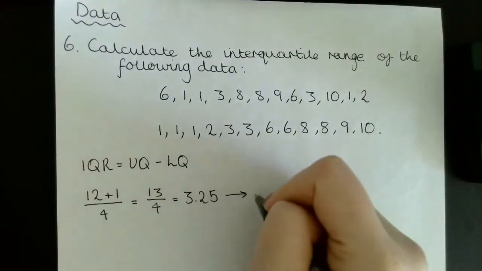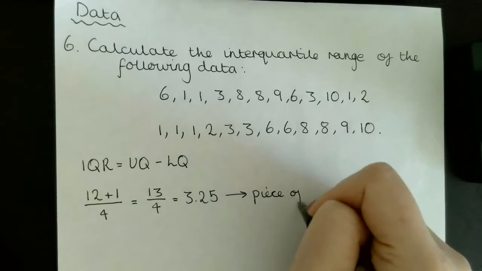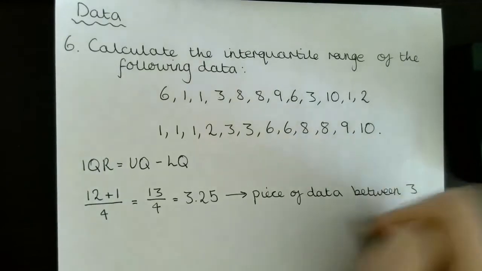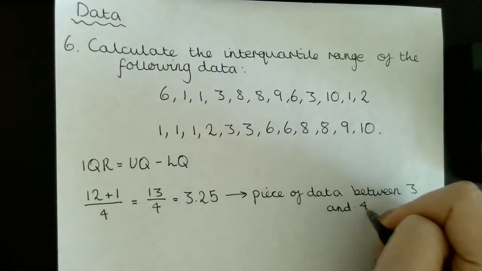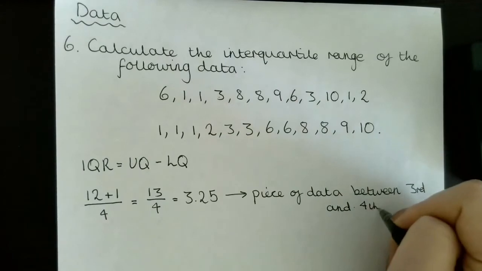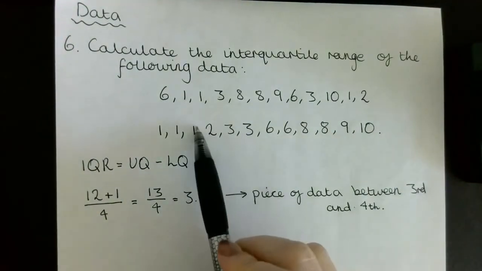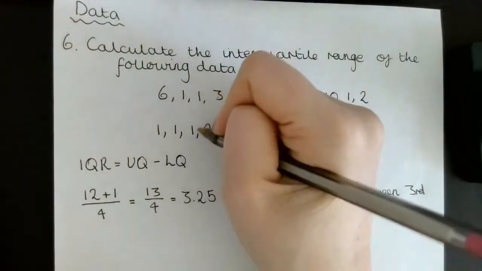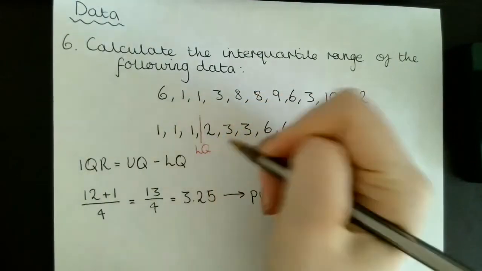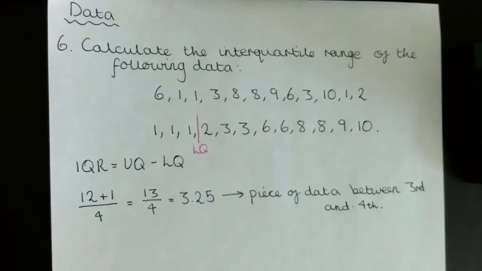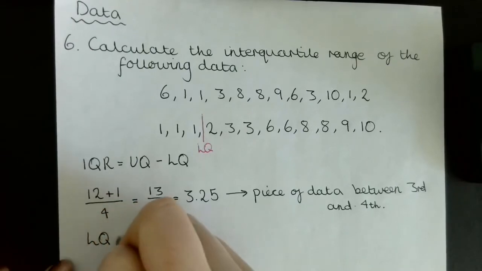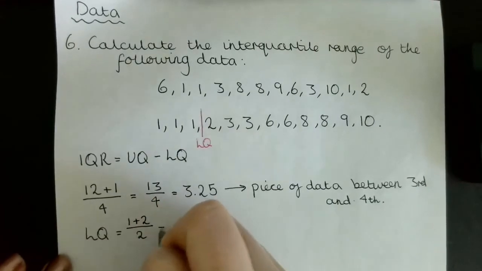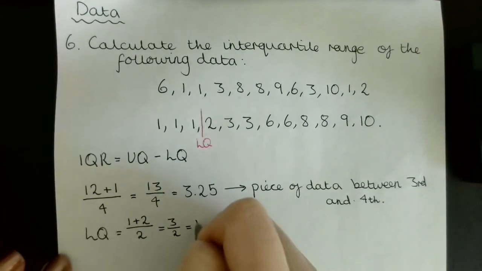So this means I want to find the piece of data between 3 and 4, or the third and the fourth. So my third piece of data is the number 1 here. My fourth piece of data is the number 2 here. So my lower quartile is directly between those two numbers. So my lower quartile, I'm going to find the midpoint of 1 and 2. 1 plus 2 divided by 2, which is 3 divided by 2, or 1.5.